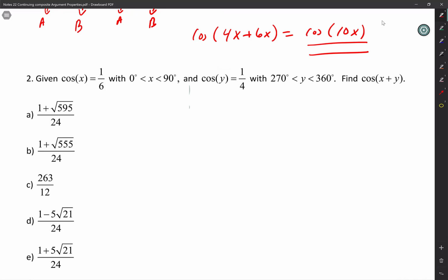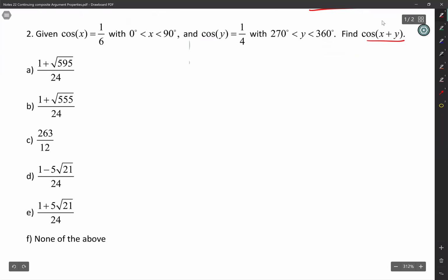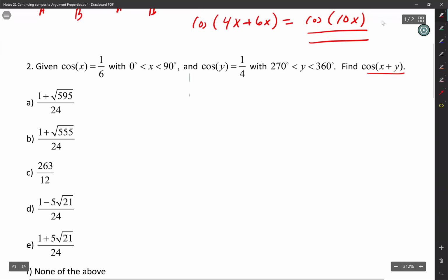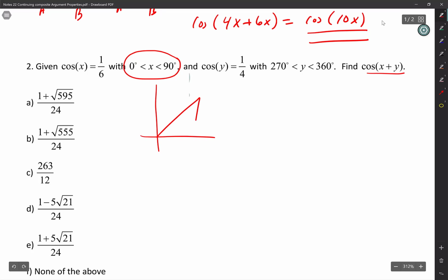Do not use the calculator to get an angle. That defeats the purpose. If you figure out what that angle is, then you can just type it into your formula, and then you figure out which one of those answers matches your formula. Don't do that. This is what I want to see for full credit. They tell you that angle X is in quadrant 1. So I draw a little triangle. I say here's angle X.